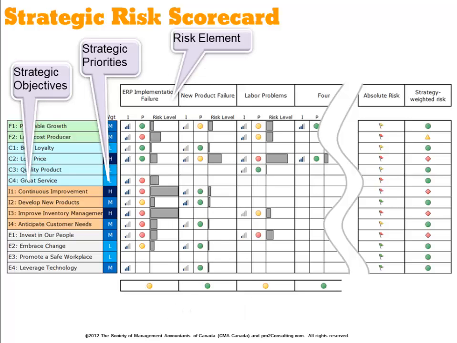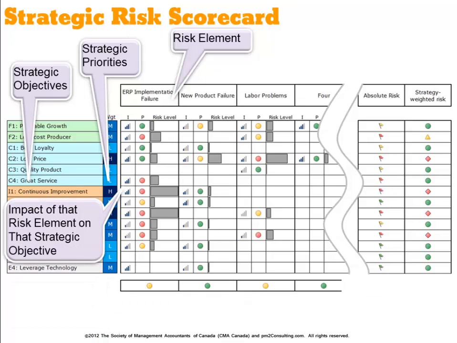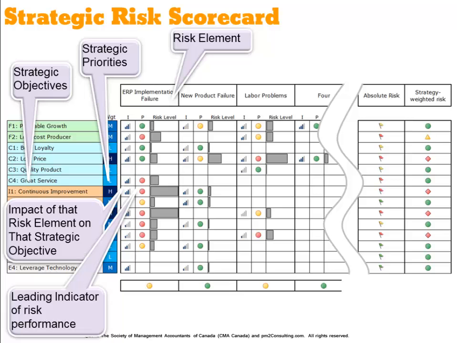Across the top, we'll be capturing your risk elements from your risk registry. And then we'll be capturing where the impact of each risk is against each strategic objective. We'll then be working to build leading indicators about whether that risk is beginning to occur or not.